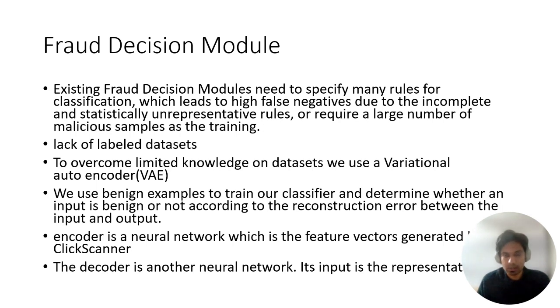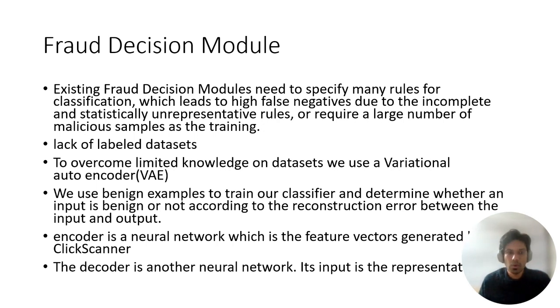And this is the older dynamic solution. So what we have is a lack of labeled datasets. To overcome this problem, we use variational autoencoders, or VAEs. We train our datasets on them because it helps when we have limited positive examples. We use benign examples to train our classifier, and we determine whether the input is benign or not by the reconstruction error between the input and output.